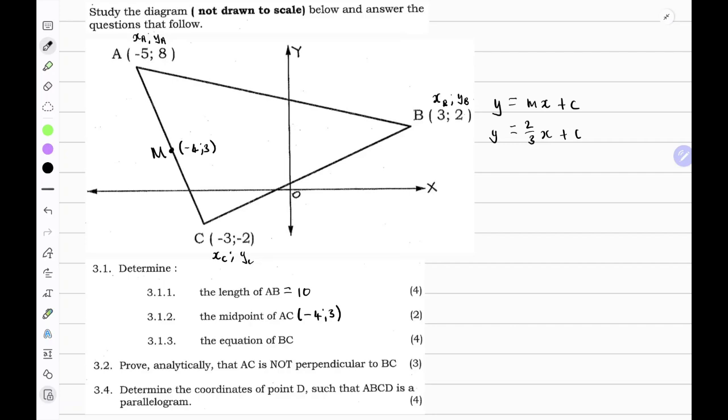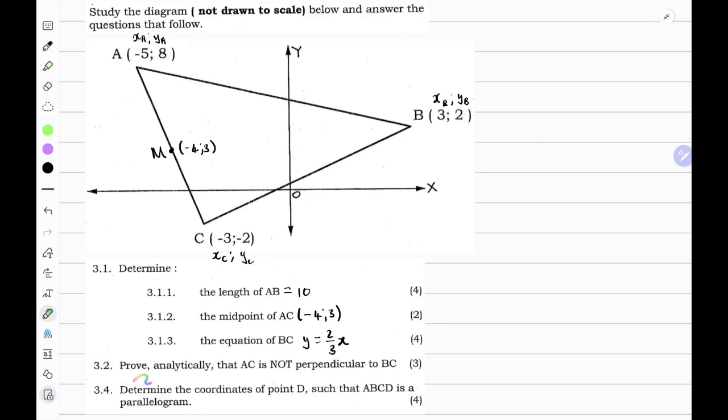So let's use B. When the output y is 2, the input x is 3, so 2 is equal to 2 over 3 times 3 plus c. So 3 and 3 cancel, so 2 is equal to 2 plus c. Therefore c should be equal to 0. So this implies the equation of line BC is y is equal to 2 over 3 x plus 0, which is just y is equal to 2 over 3 x.